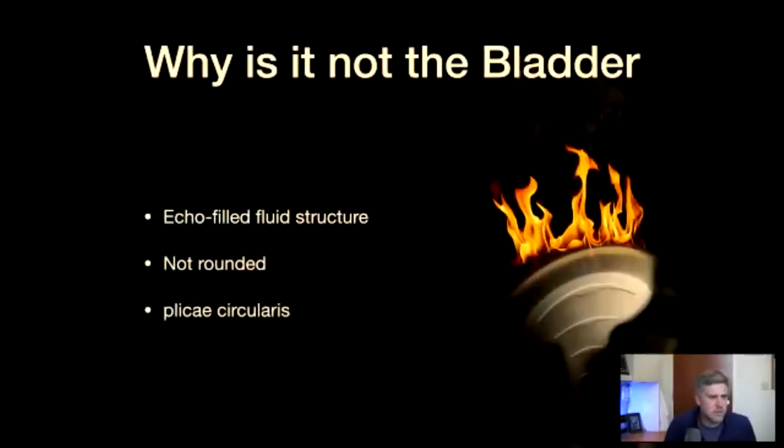So why this one isn't the bladder? Well, number one, it's an echo-filled fluid structure, right? So when it's echo-filled, at least think twice. Not saying it can't be the bladder, but think twice. Number two, it's not rounded. It's a tube, right? You can follow that tube throughout the bowel, and it's got the plicae circularis on it, right, from the bowel obstruction. So all three reasons why this one is not the bladder and should not be confused with the bladder. So again, go back to your basics of looking for the surrounding anatomy.